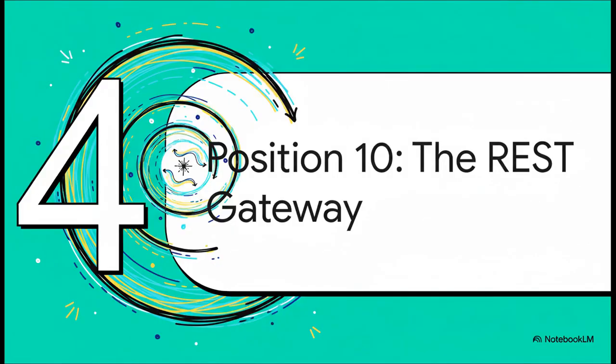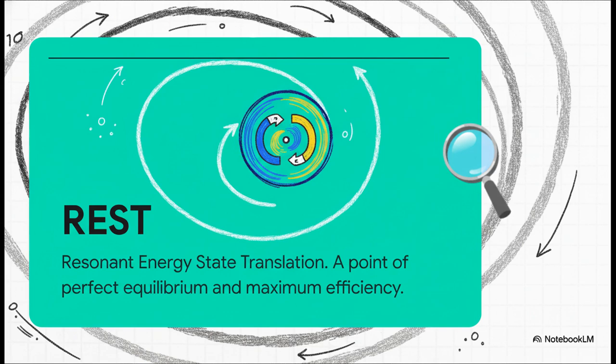Okay, so while those half-integer positions are barriers, there's one position in the cycle that is the complete opposite. It's not a barrier, it's a gateway. And it's arguably the single most important point in the entire structure, position 10. This is what's called the REST gateway, and REST stands for Resonant Energy State Translation. As that name implies, this isn't a point where energy gets lost or dissipated. No. This is a point of perfect equilibrium, a sweet spot where energy can be translated from one form to another with the absolute maximum efficiency.